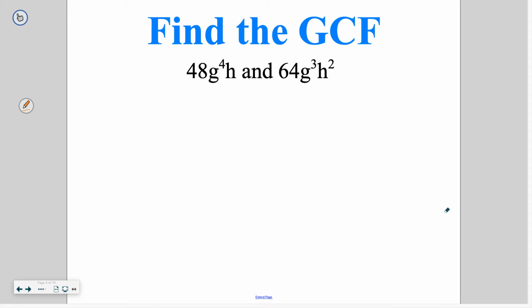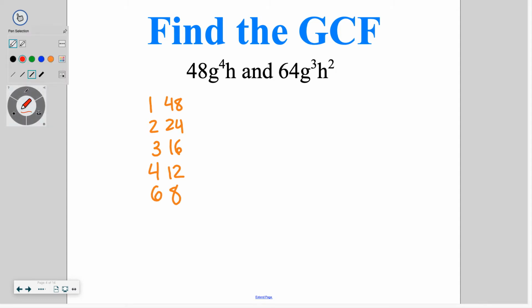So we've got 48g to the fourth h and 64g to the third h squared. So our first priority, since we have numbers and variables, is we're going to look at the numbers. The easiest way to do the numbers to ensure that you have the actual greatest factor is to quickly list out the factors of each number. You can either do this on paper or do it mentally if you are able to do so. So for 48, it's 1 times 48, 2 times 24, 3 times 16, 4 times 12, and 6 times 8. So we have those different factors.